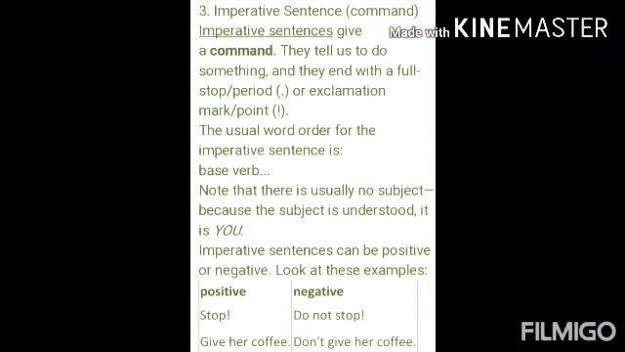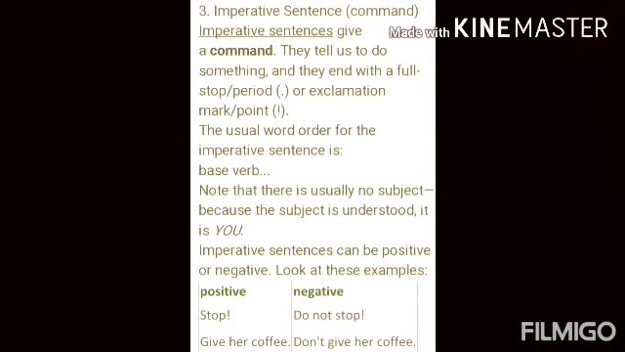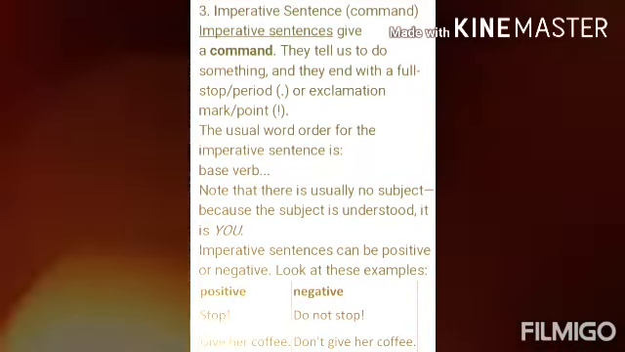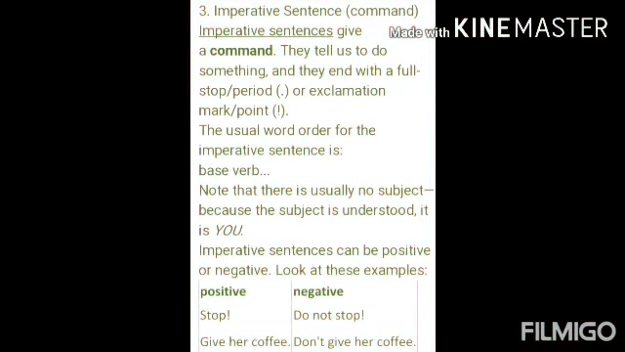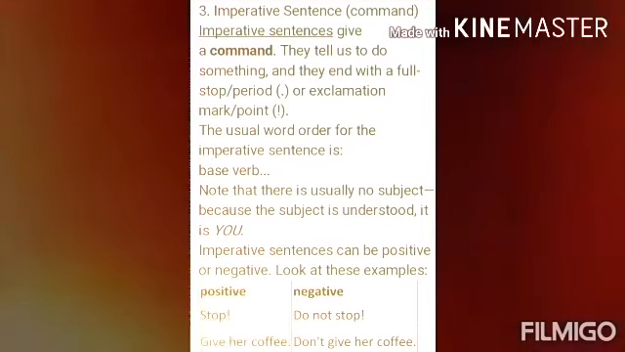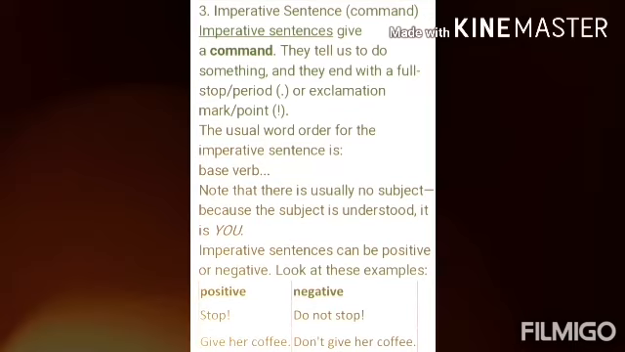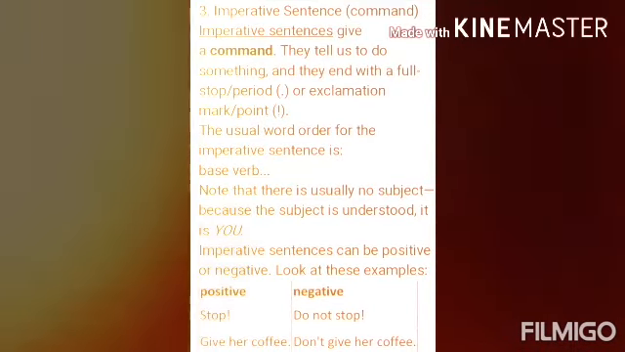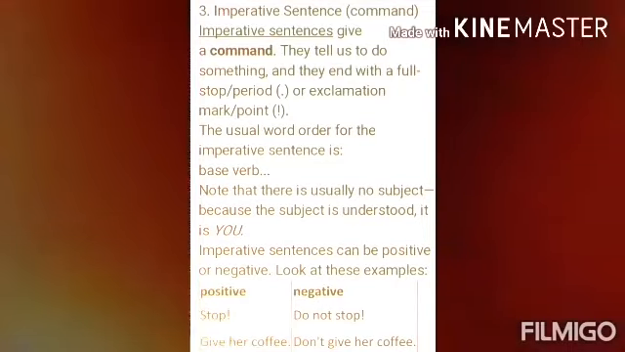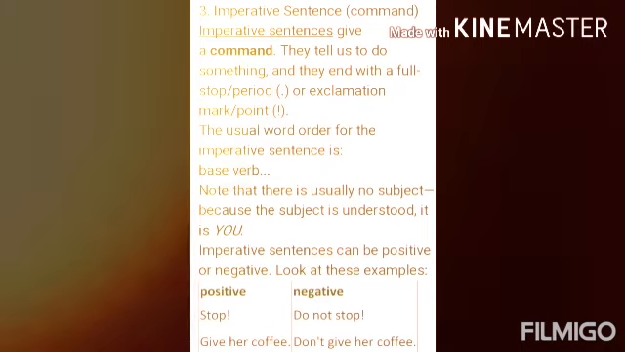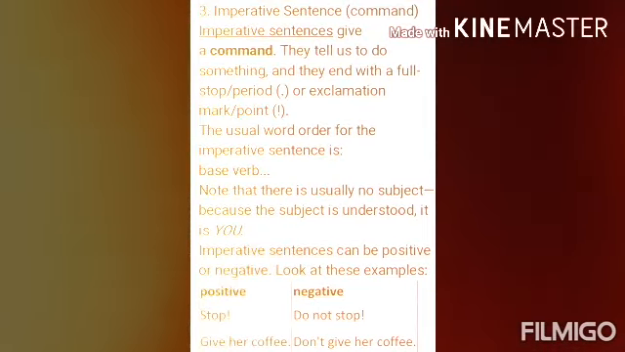So look at the examples. Stop. It is an order. Don't stop. Negative order. Give her coffee. It may be advice, suggestion. Don't give her coffee. Take medicine. Take your medicine on time. It may be advice. So this sentence expresses order, request, advice.